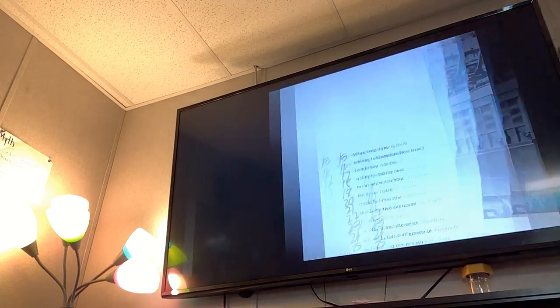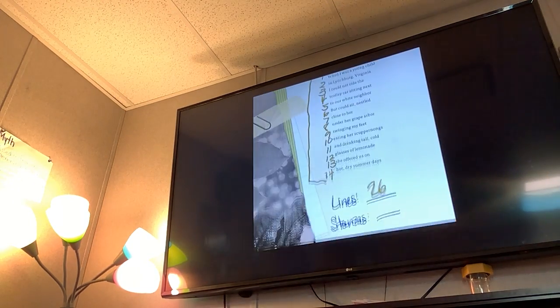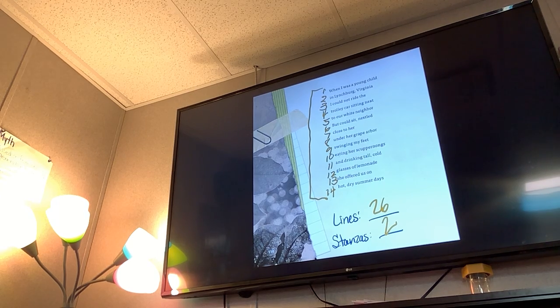On your second page, the same exact thing. So how many stanzas are there? 2. You guys, how many stanzas are there? 2. Are we ready? Is that a 6 or a 2? That's a 2.